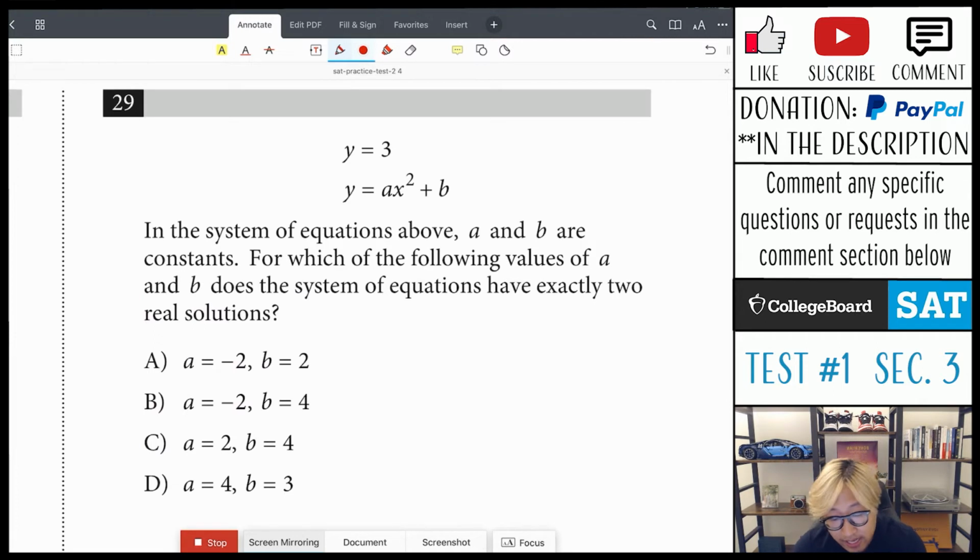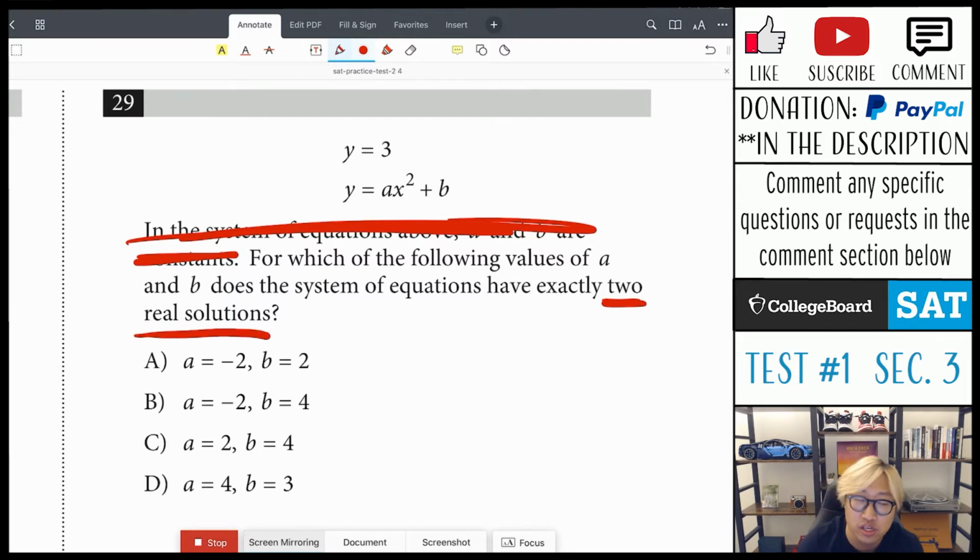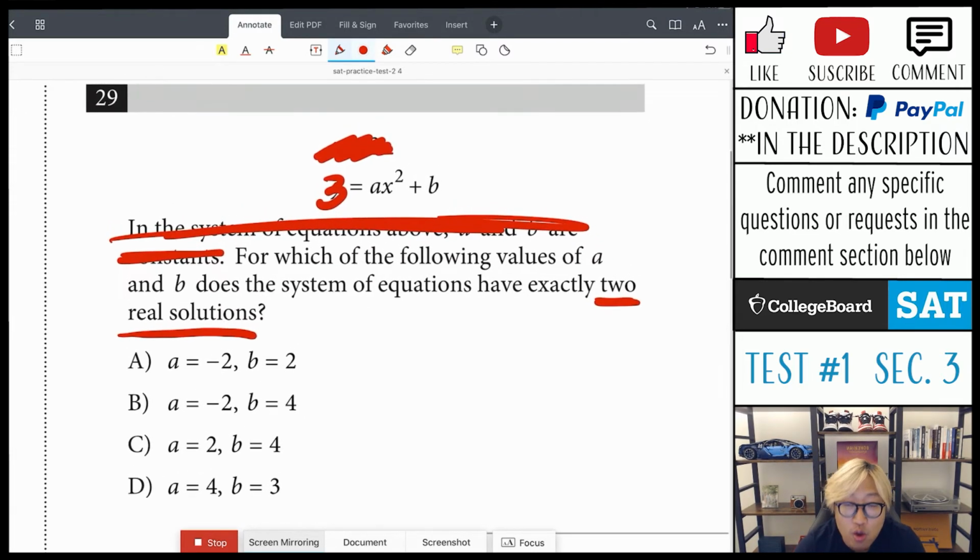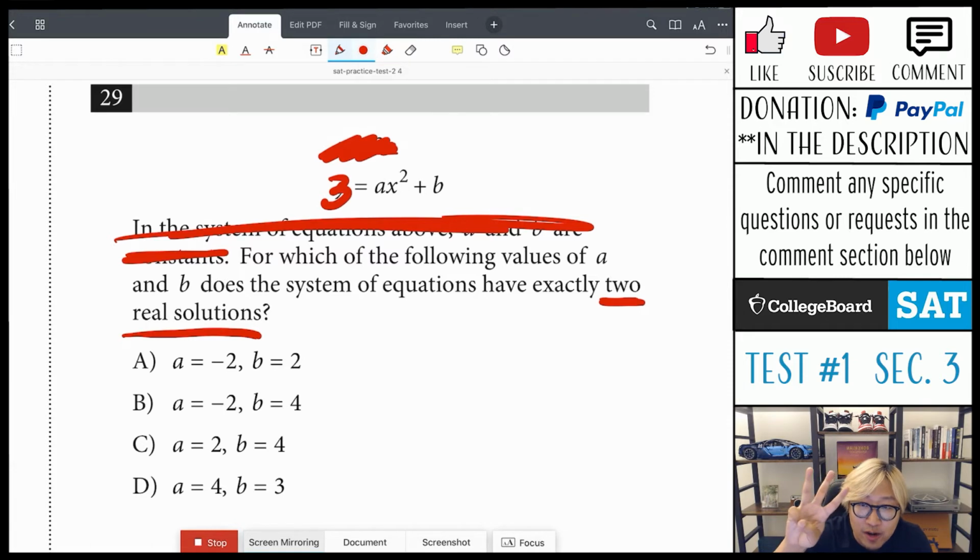Number 29. In the system of equations above, A and B are constants. For which of the following values of A and B does the system of equations have exactly 2 real solutions? How do I do this? First thing first, y is 3, so let's just put 3 right here. But if you remember the rule, we have 3 missing variables and technically only 1 equation, so there's no way I can solve this. What do we do? Plug in the answer choices and check whichever one is the answer.